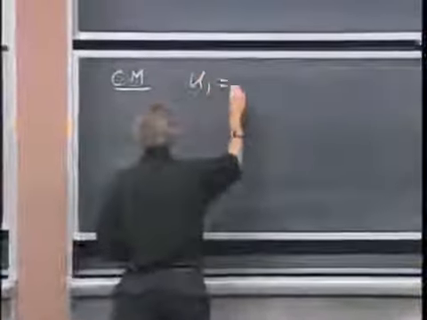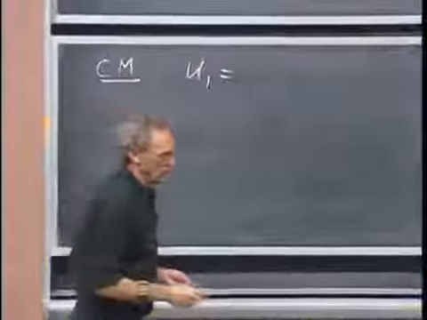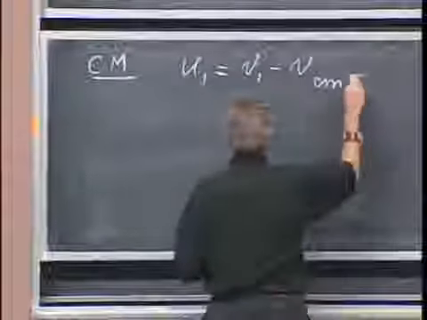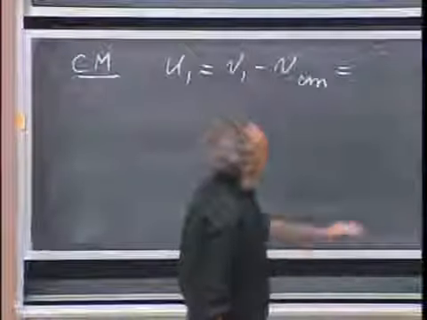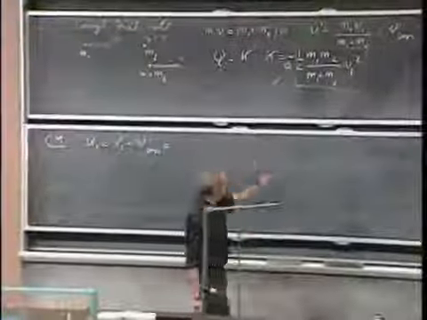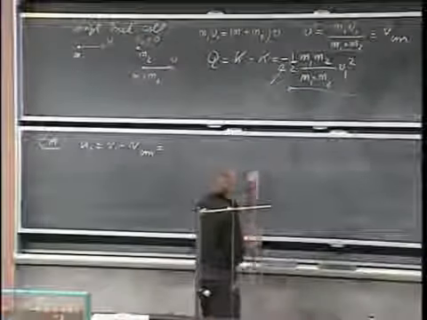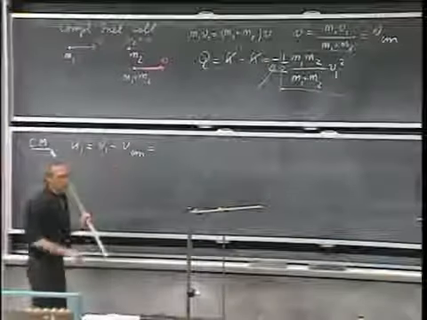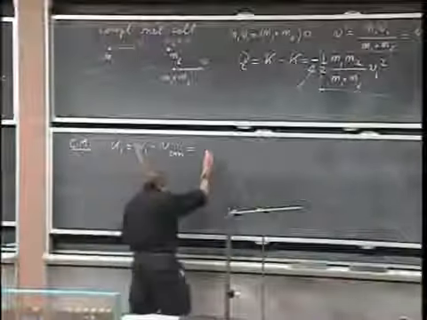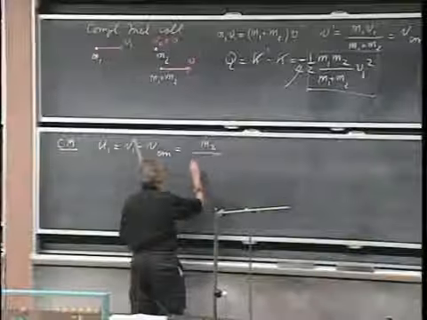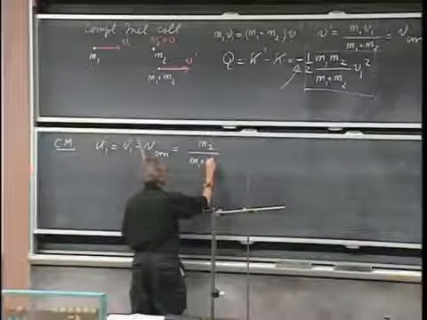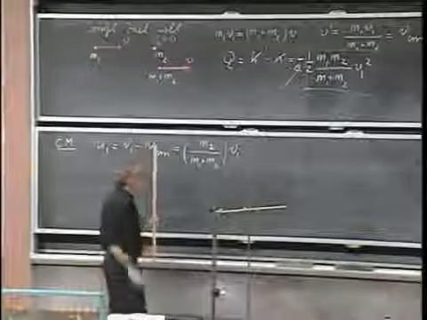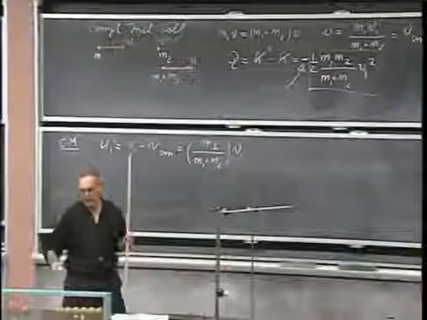So we first have to calculate what U1 is. Well, U1 equals V1 minus V center of mass. And we know what V center of mass is. It's right there. That's where it is. And if you do the subtraction, which is by no means difficult, you will find m2 divided by m1 plus m2 times v1. And you check that, I hope.